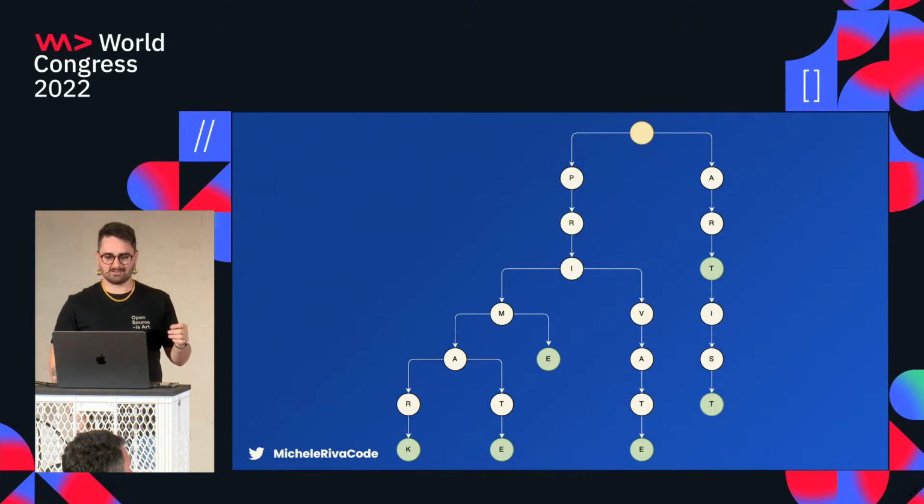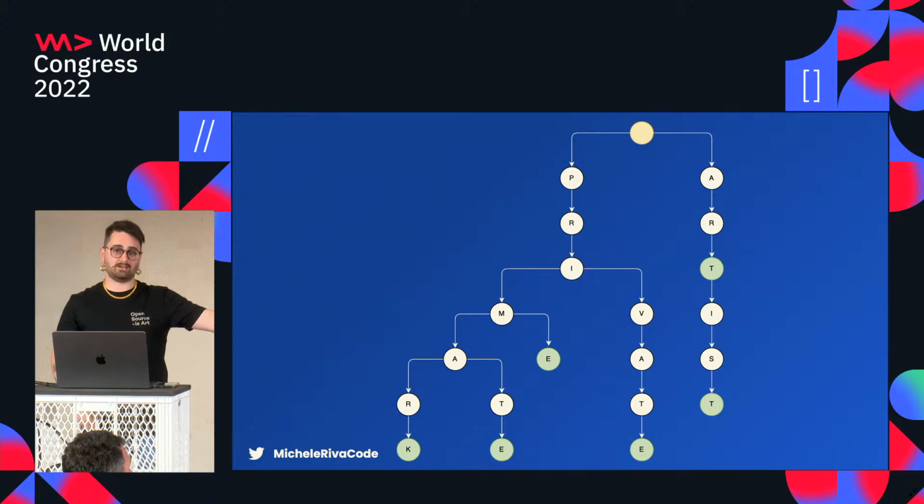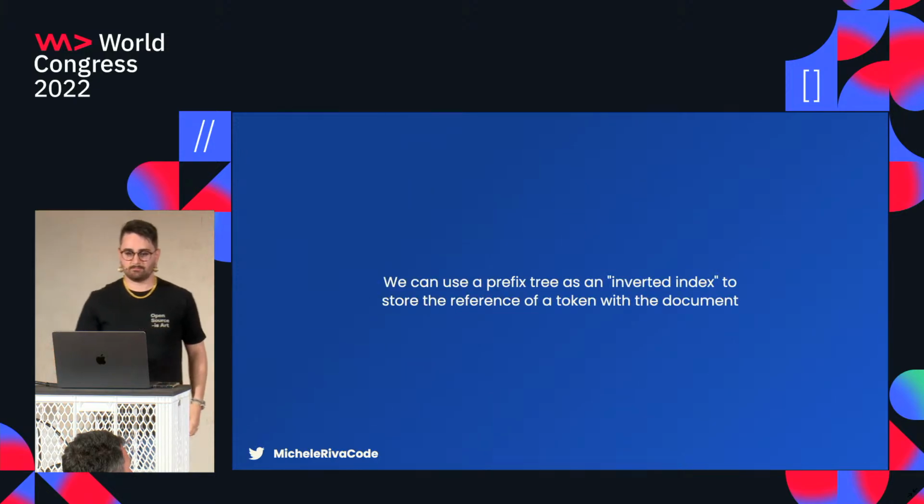Looks like a linked list right now, but actually we have T, which is a green node that says, OK, this is an end of a word, but also I have a child, so there is an entire other word after me. And we can use prefix trees as an inverted index to store a reference of a token in the document. Let me show you how.